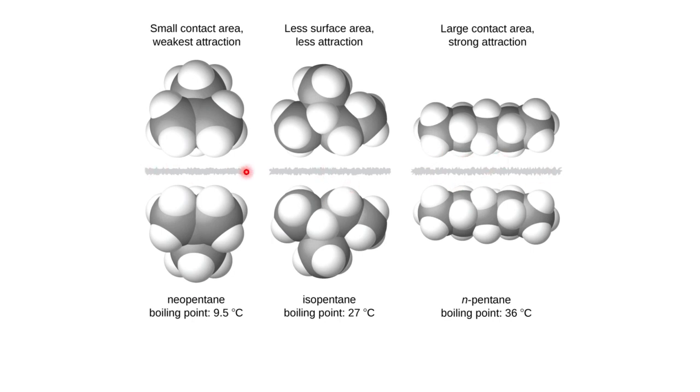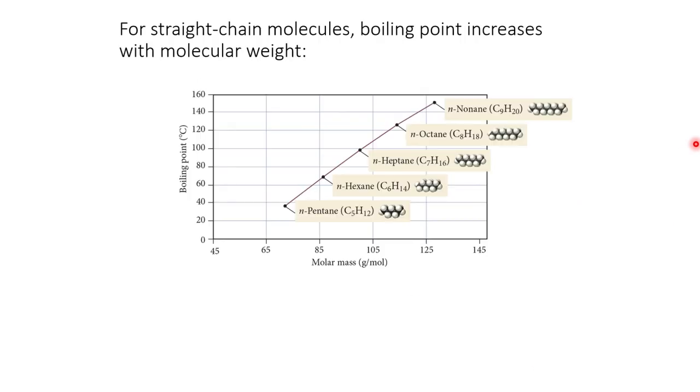So the area of this rectangle, if you were to count the area, is the smallest here and it's the biggest here. So that is why this molecule has a higher boiling point. You can kind of count these points of contact, and it gives you an idea as to why you'll end up having a higher boiling point here. So for straight chain molecules, our boiling point increases with molecular weight.